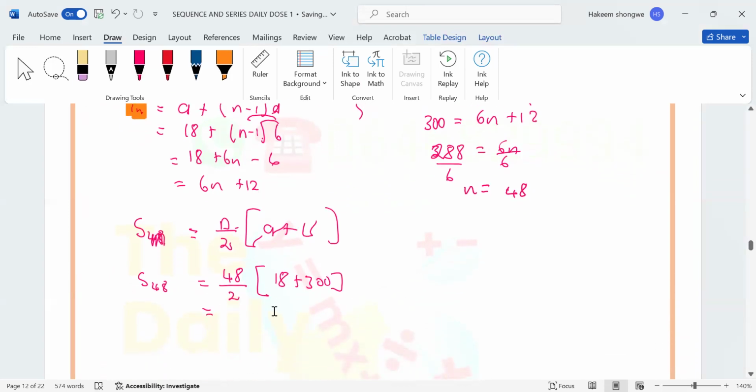710. What did you get? 7,632. So a question like this one is going to be 4 marks. Where do you get your 4 marks? Getting the general term, getting n, substituting, and then the final answer.